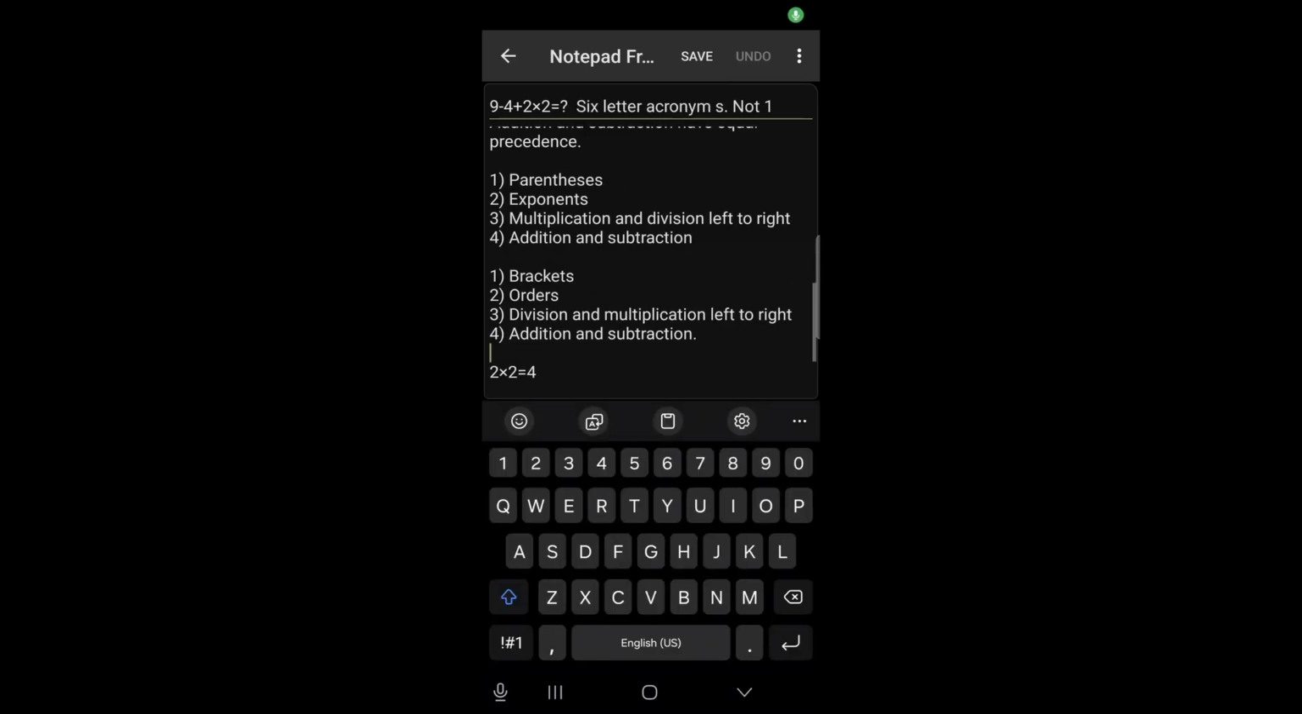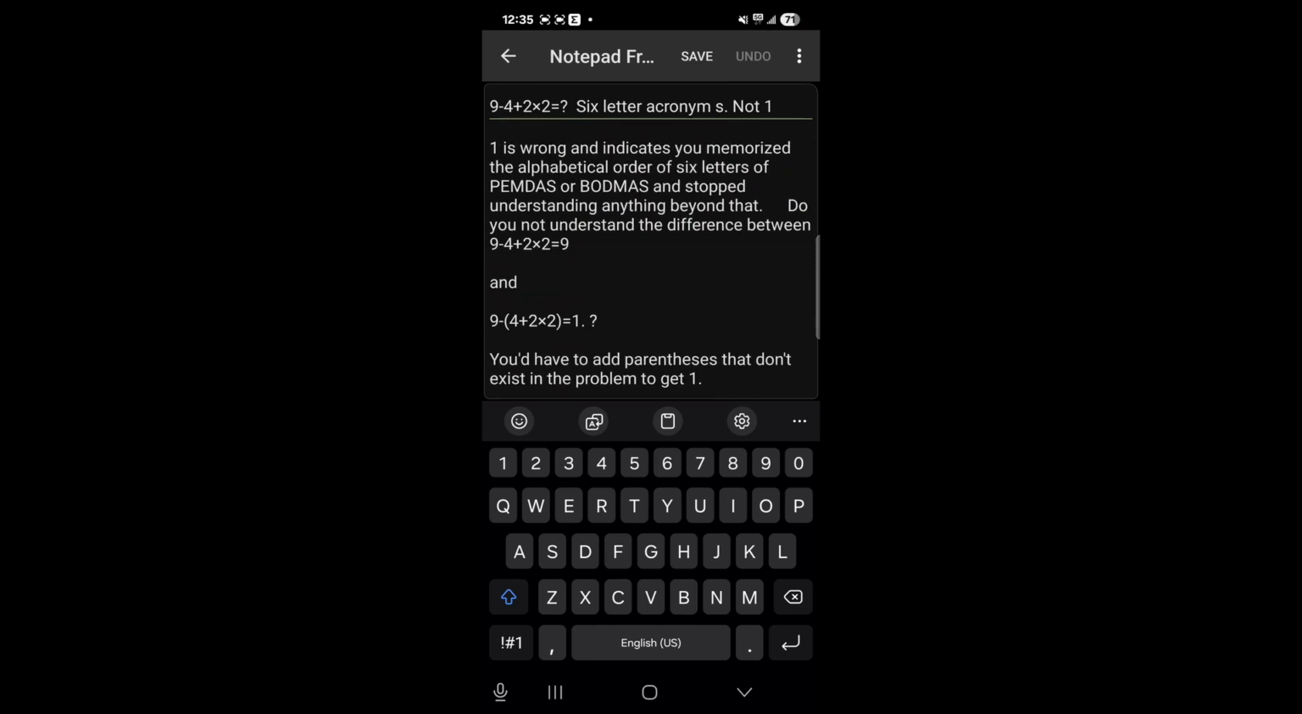We have the people who are getting 1 as an answer, and I've seen people argue this one because they're convinced that PEMDAS and BODMAS are 6-step checklists, which has never been true. 1 is wrong, and it indicates that you memorized the alphabetical order of 6 letters, either of PEMDAS or BODMAS, or maybe BIDMAS or BEDMAS. Doesn't really matter. But then you stopped understanding anything beyond those 6 letters.